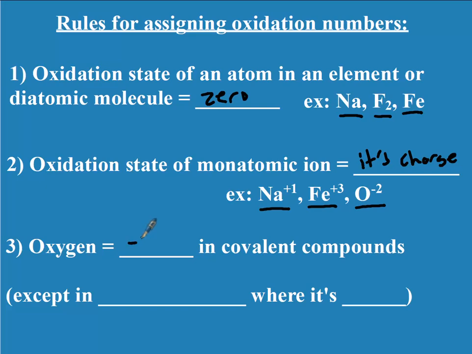Oxygen is going to be a -2 in compounds, except in peroxides. In peroxides, it's going to be a -1. Remember, peroxide was O2 with a -2. We'll see an example of that in a few minutes.